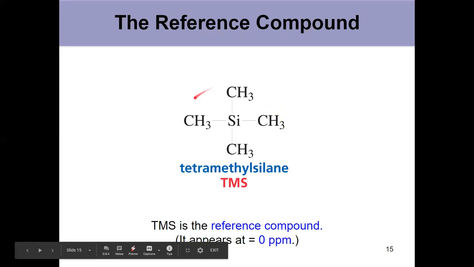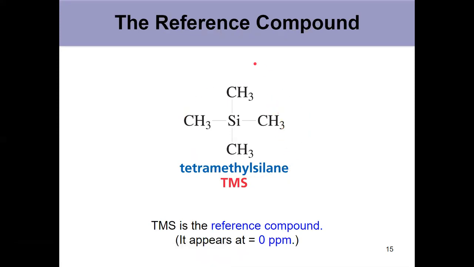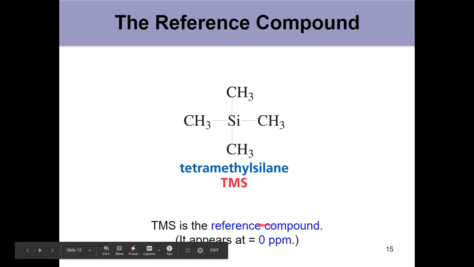And notice how all of those protons on TMS are chemically indistinguishable from one another. They're chemically identical. So it's just going to give us one signal. Okay? And that signal appears at 0 ppm. And we'll talk about the ppm next.